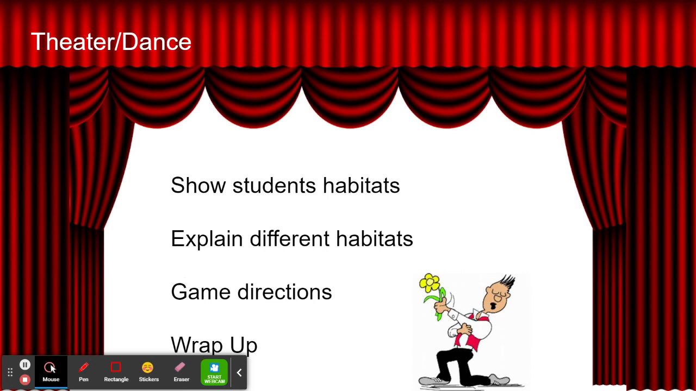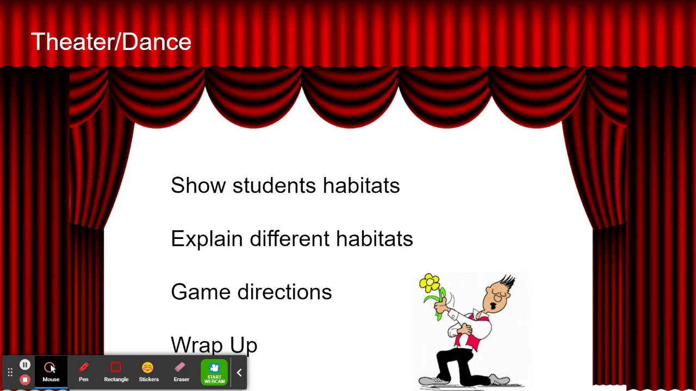I will then move into the theater and dance integrated lesson. Instead of showing paintings of habitats, I will show images of how people have created habitats with their own bodies. I will explain the difference in the habitats and how they were created. Next, I will tell my students that we will be making our own habitats with our own bodies.